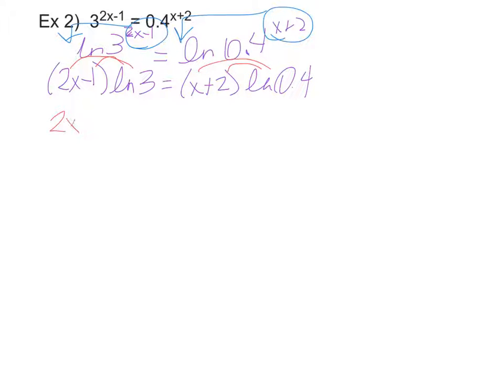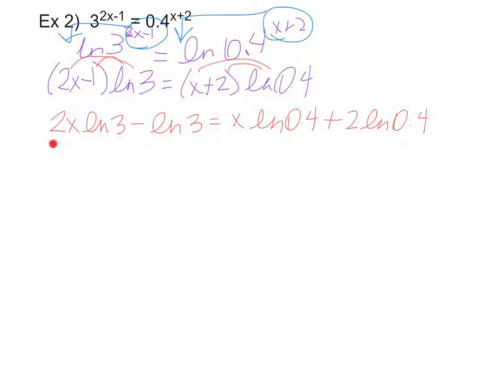So I now have 2x natural log of 3 minus 1 natural log of 3 equals x natural log of 0.4 plus 2 natural log of 0.4. And the whole purpose of doing that is so that I can get this x out of parentheses. Remember, when you solve an equation, the goal is always to get x by itself. So that means I'm going to subtract this x natural log of 0.4 from both sides so that I can get my x's together.